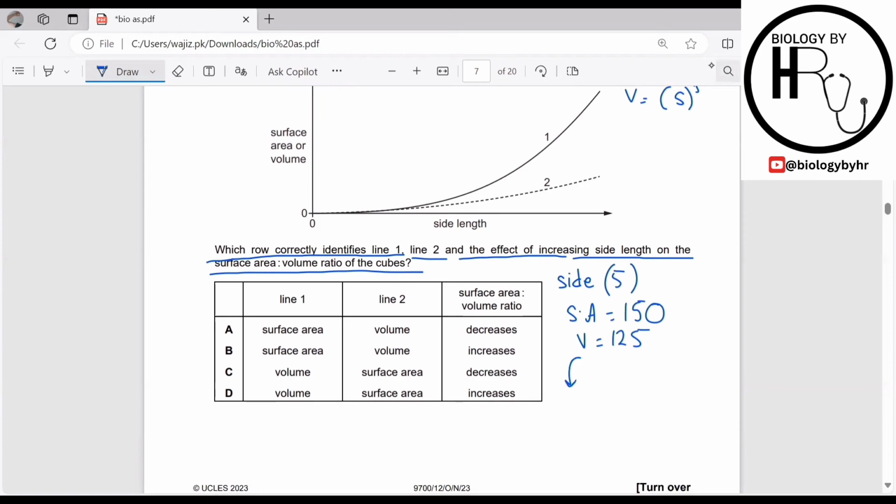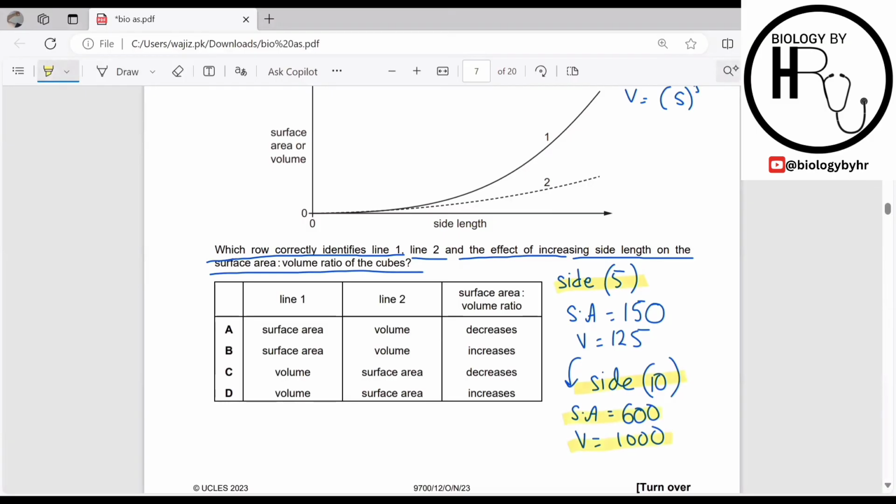And then let's assume that the side increases to 10, right? And when the side increases to 10, we got a surface area to be about 600 and we get the volume to be about 1000. These are the assumptions we have made. So what we can see over here, that when we increase the side length from 5 to 10, then the surface area has become less than the volume.